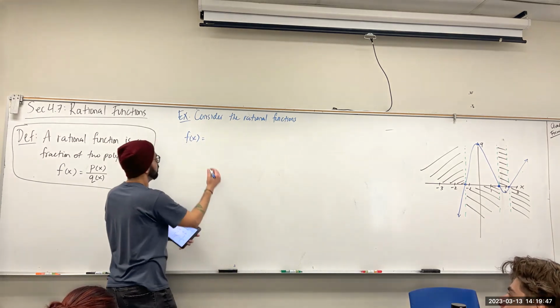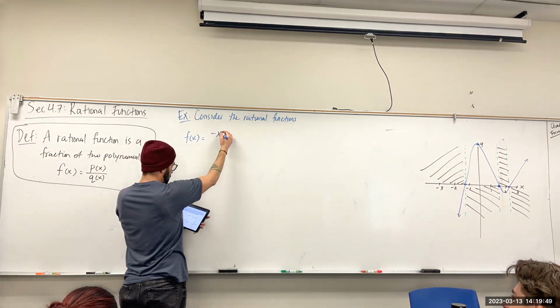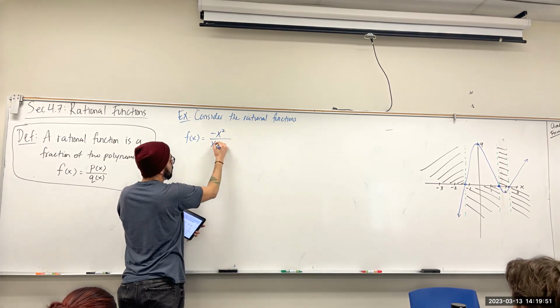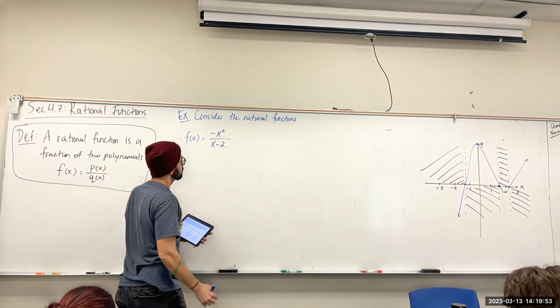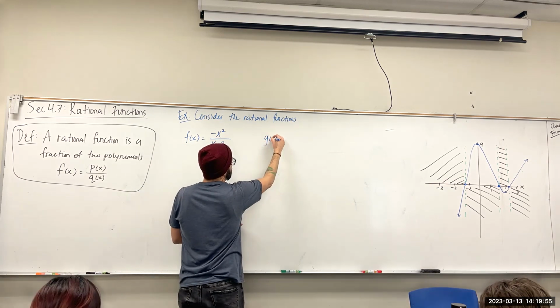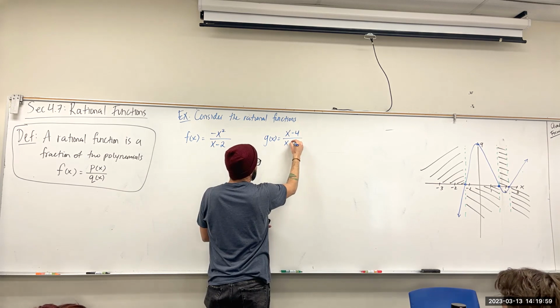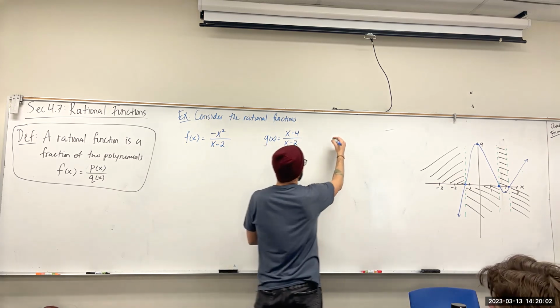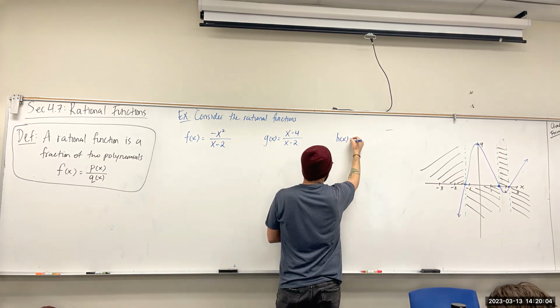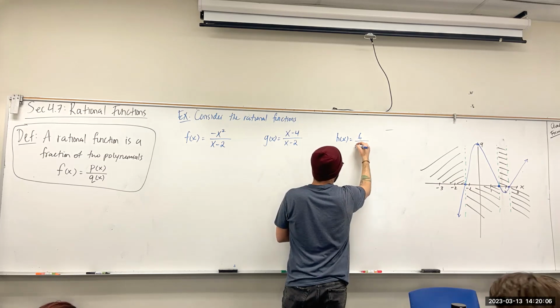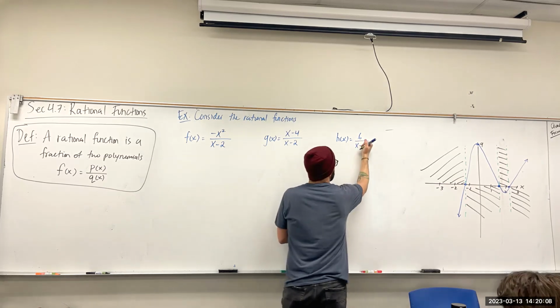What we're gonna call f of x to be negative x squared over x minus 2. G of x is going to be x minus 4 over x minus 2. And then h of x is going to be 6 over x minus 2.